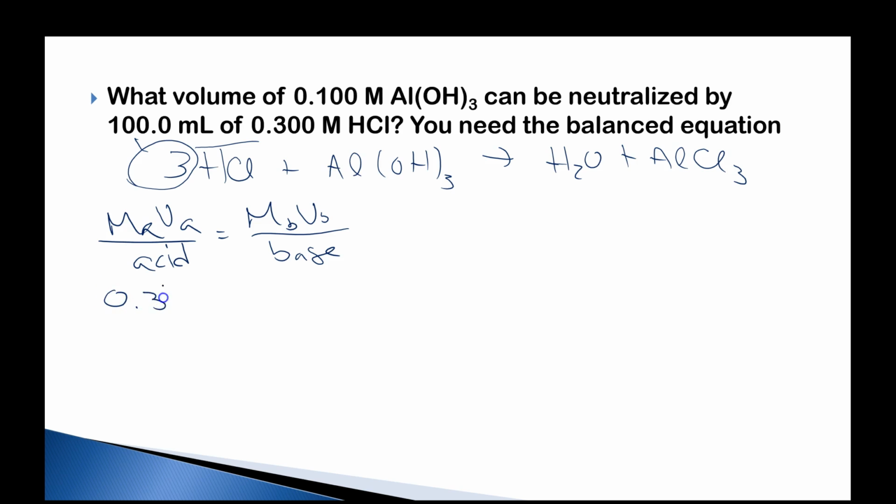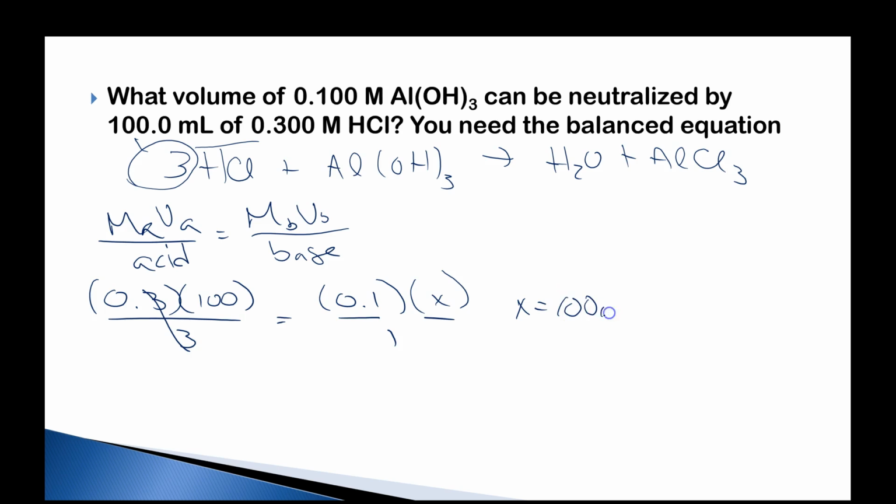So 0.3 times 100 over 3 equals 0.1 times x over 1. Now you might notice this cancels out. That means x is 100 milliliters.